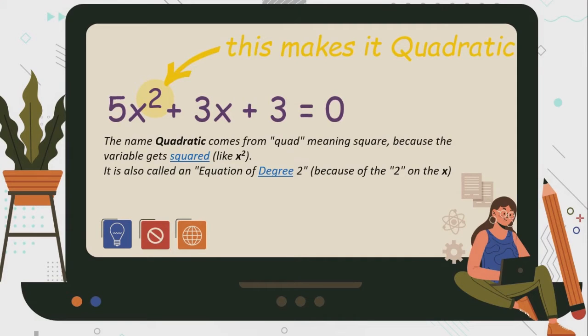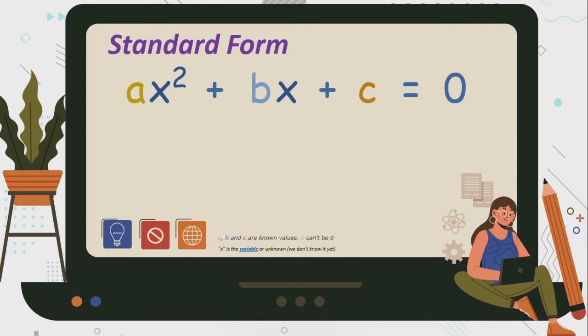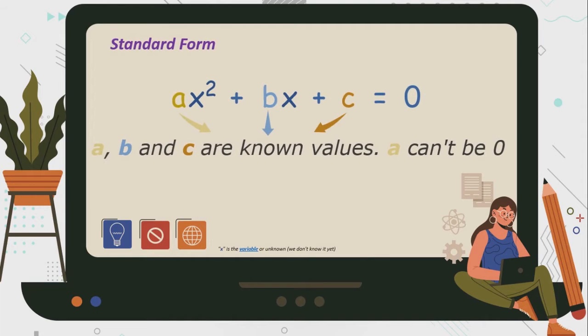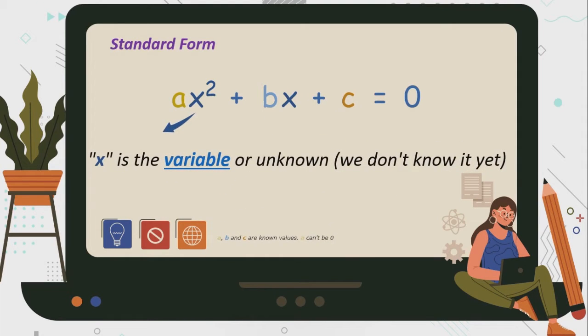The name quadratic comes from quad, meaning square, because the variable gets squared, like x squared. It is also called an equation of degree 2, because of the 2 on the x. Okay, the standard form is ax squared plus bx plus c equals 0, where a, b, and c are known values and a can't be 0. So x is the variable or unknown. We don't know it yet.